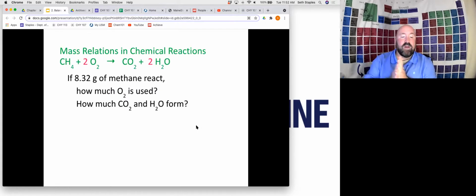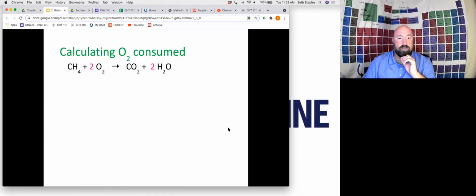So an example here, we're starting with 8.32 grams of methane. We want to know a couple things. We want to know maybe how much O2 is used up. And then we could also calculate how much CO2 and H2O are actually formed. And so let's look at those steps for the first one first. Let's look at how much O2 is used.